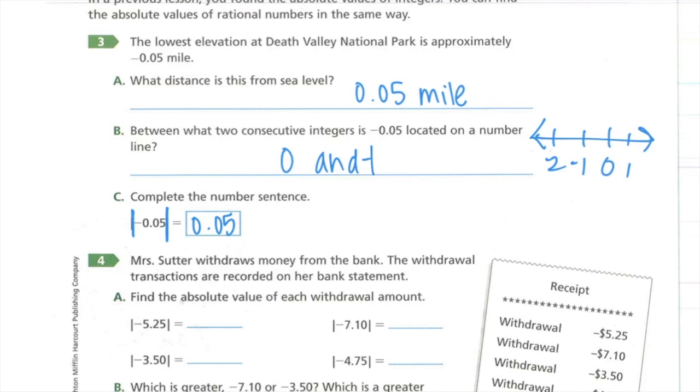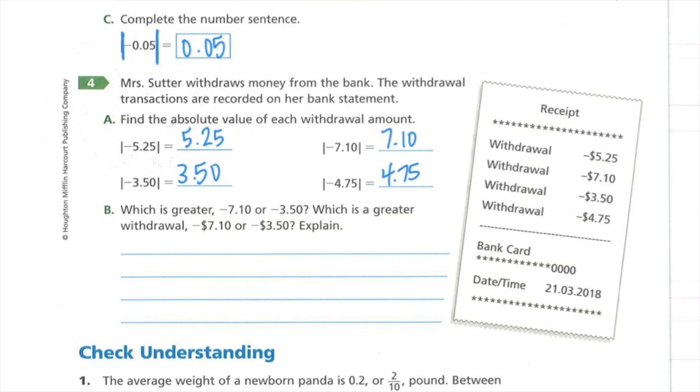Number 4, Mrs. Sutter withdraws money from the bank. The withdrawal transactions are recorded on her bank statement. Find the absolute value of each withdrawal. I want you to go ahead and pause and do A, and then hit play and check your work. All right, so remember, absolute value is always a positive number. So I just took the negative sign off of each of those to get the positive absolute value.